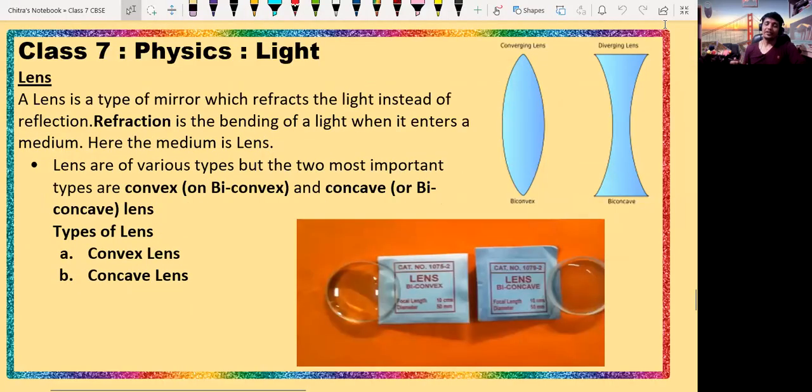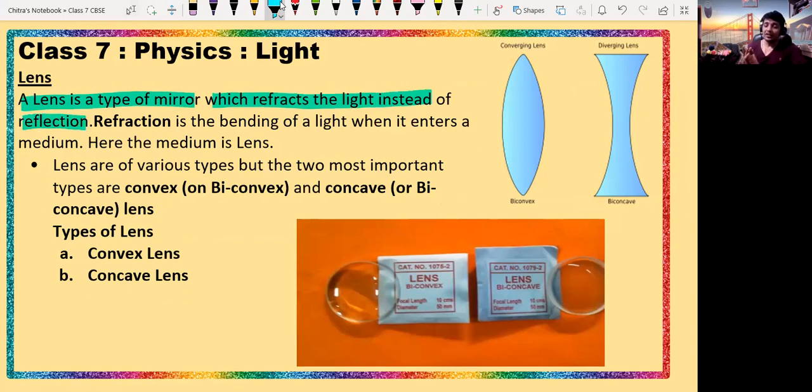So it is seventh class physics and it is a part of your chapter called light. So let's discuss what is lens. A lens is a type of mirror, but both the sides are not painted. So we can say it is a transparent medium. The lens is the type of mirror which refracts the light instead of reflection.